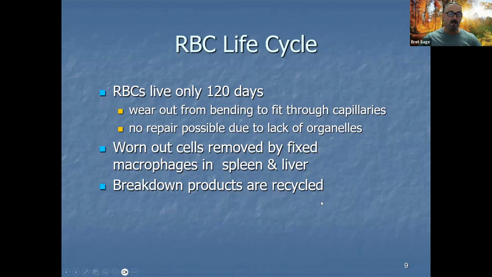Breakdown products are recycled. Some parts are recycled to go out where the proteins are, but the heme portion of it becomes part of your bile in your gallbladder. It's kind of weird, why do you move stuff from the red blood cell to the gallbladder? That's how your body does it.